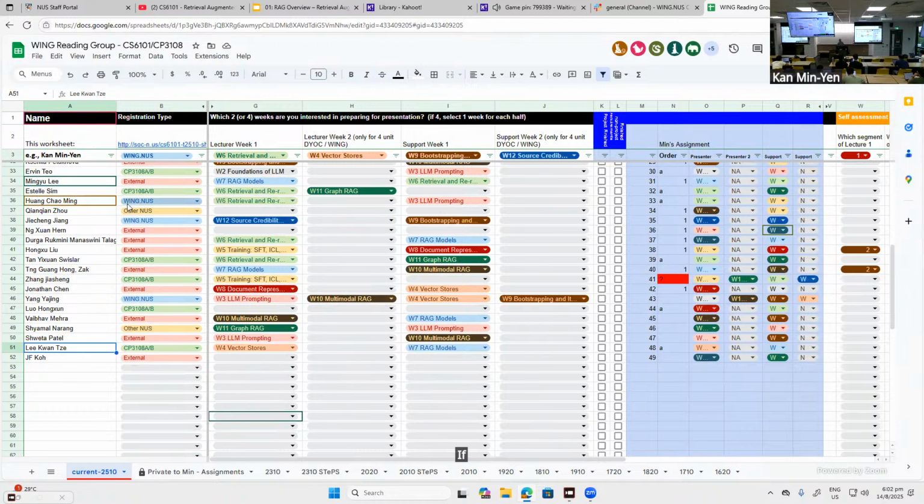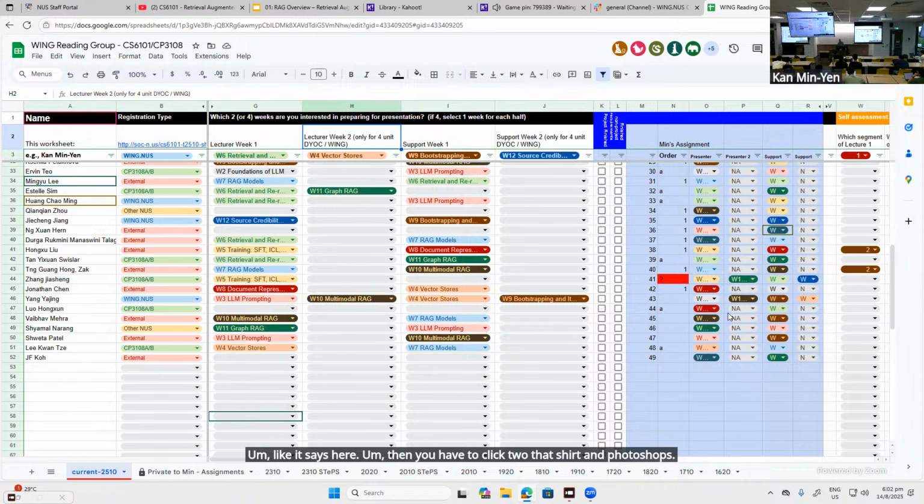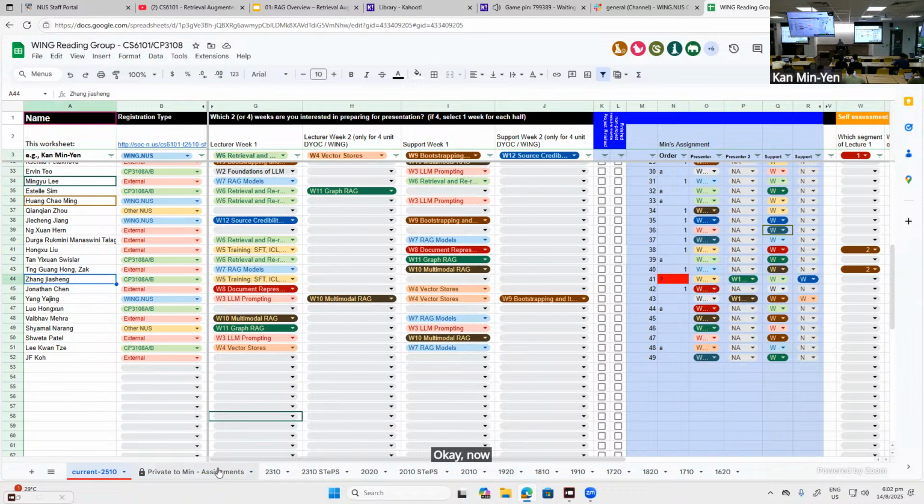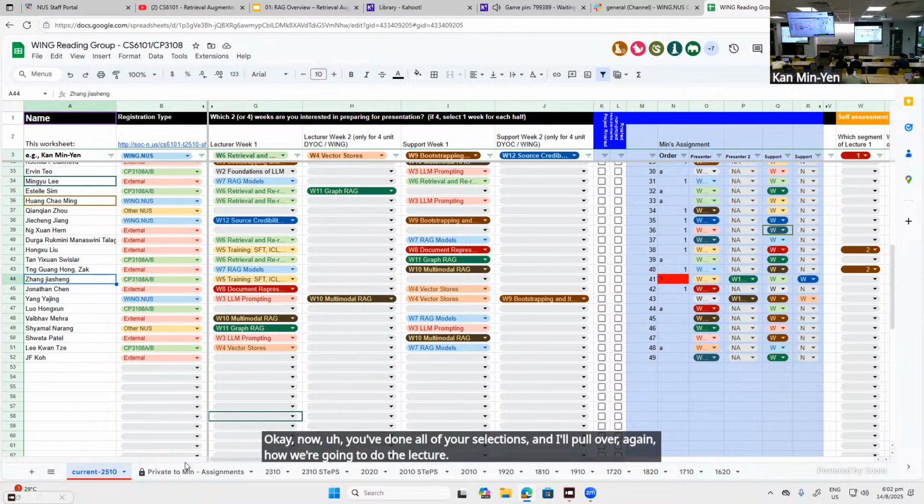If you're from my group or taking CP 3108B, like it says here, then you have to pick 2 lectures and 2 support talks. If you're a mix of different things, then let me know. For example, I think there is one person, Josh Sheng. Josh Sheng is here. You need to let us know whether you're taking it for A or B. Now, you've done all of your selections, and I'll go over again how we're going to do the lectures.